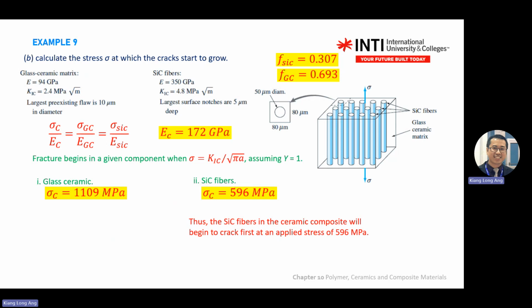Then if you're given the area of that one, you should be able to find the force that makes this thing fail. If you already have this stress, and you're given the area, and you're asked what is the force that will make this composite fail, you can use this example for this single fiber here. You have the area. You can find the force.